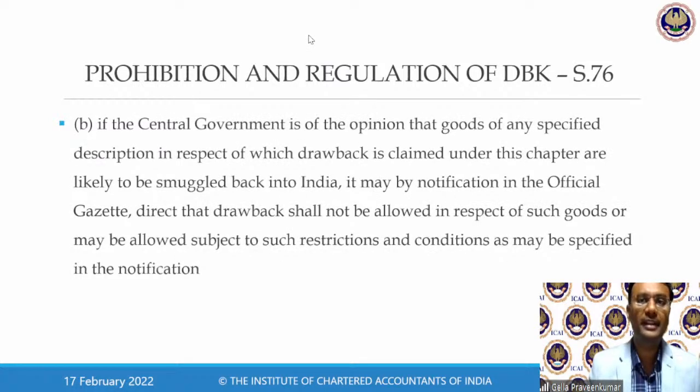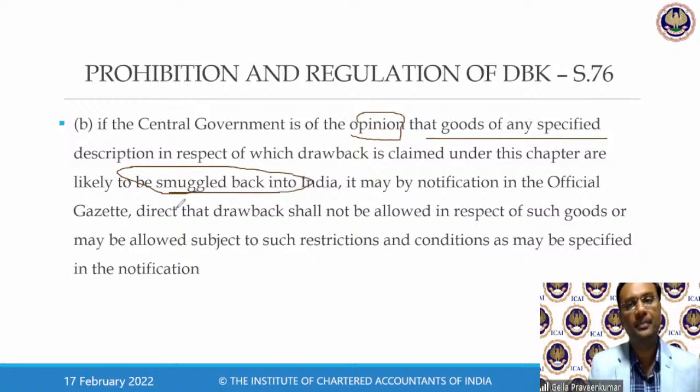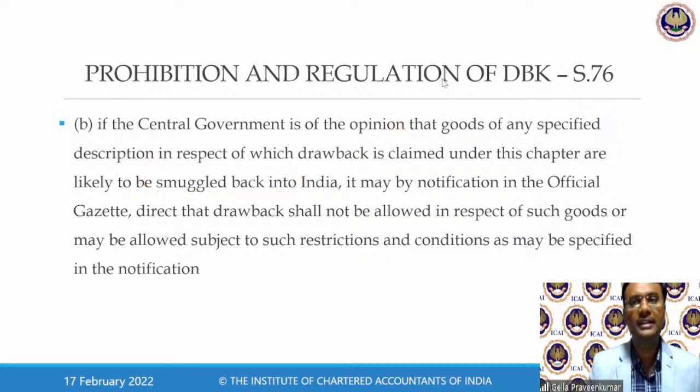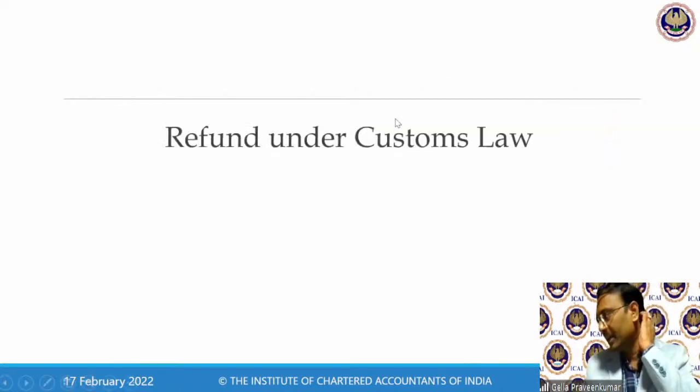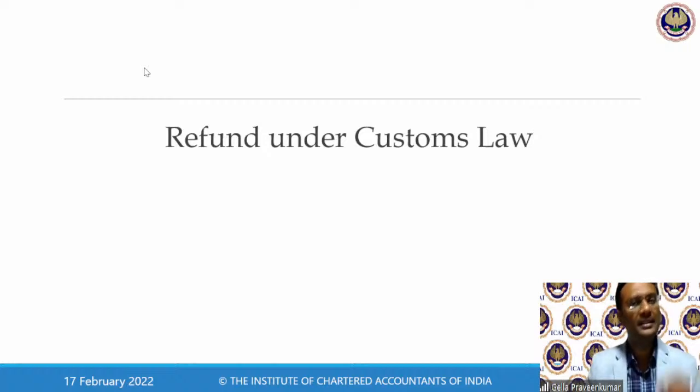Also, the government may have an opinion that these goods are of a nature which are likely to get smuggled back into India. Having that susceptibility, where goods are likely to come back into India as smuggled goods, let me restrict this industry from getting the benefit of duty drawback. So these are the provisions connected with your duty drawback. Here at 850, refund is a very small topic. Just 2 topics are there. Let me see if there are any questions so far on drawback.